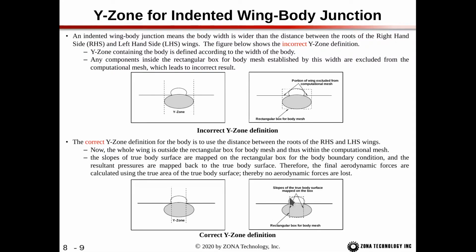So this resulting dashed line is our body box. You can see that the Y zone definition is determined by the wing, not by the body. And this works just fine. So now ZEUS will take the slopes from this entire body because it knows that this body is in this Y zone here, and it will map all of the slopes of this body onto the body box. And then the flow solution can be solved using the transpiration boundary condition.